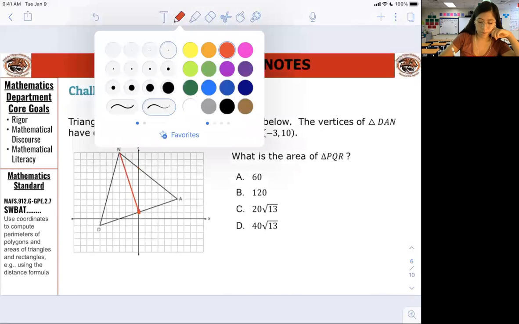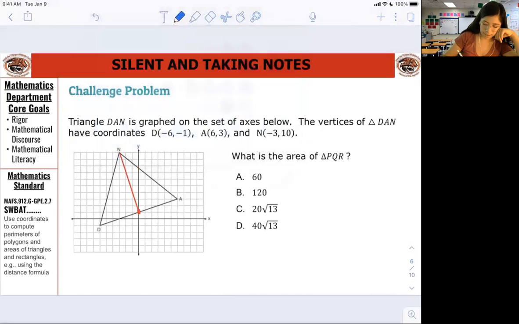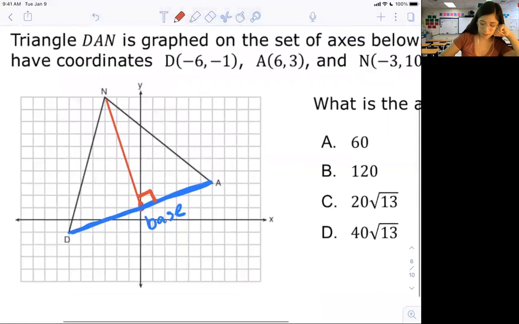So for this one, if dA is my base, what you have to find is the place where you get a right angle, right? So let's just double check. What's the slope of dA? The points are right there. Yeah, you can also use the coordinate points if you want. Or rise over run.